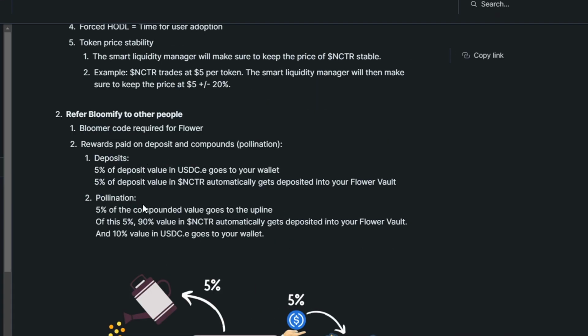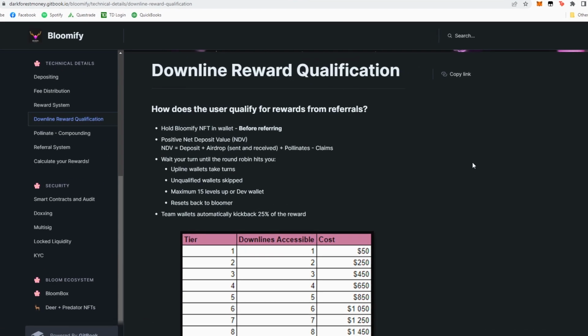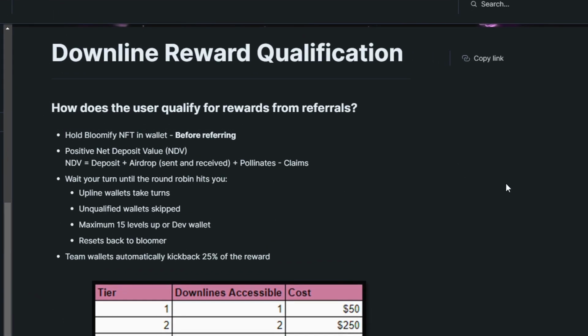And it also works with the pollination, where 5% of the compounded value goes to the upline, which is basically your referrer. And then of that 5%, 90% goes into the Flower Vault and 10% goes into your referrer's wallet. Now, the next big thing you need to understand before investing in this project is the NFT portion of it. If you want to have these rewards from referring people or to build your team, you need to buy an NFT in order to have those rewards.